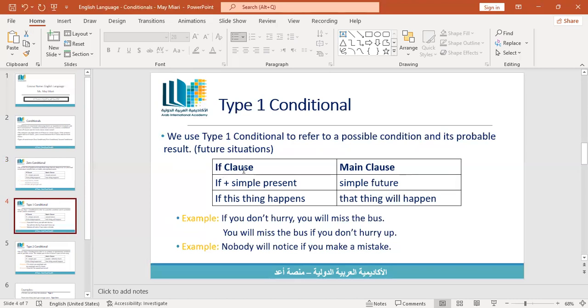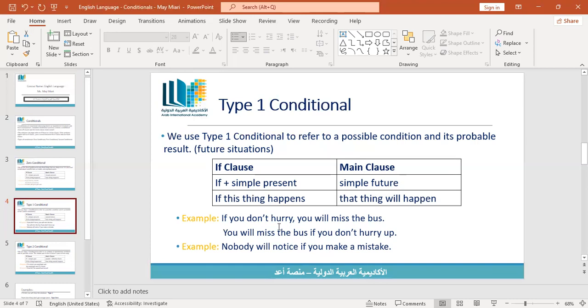When we talk about the type 1 conditional, we use the simple present in the if clause and the simple future in the main clause. So if this thing happens, that thing will happen. For the first example, if you do not hurry, you will miss the bus. If you do not hurry, this is the if clause.